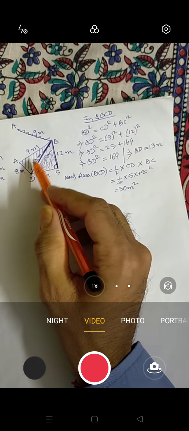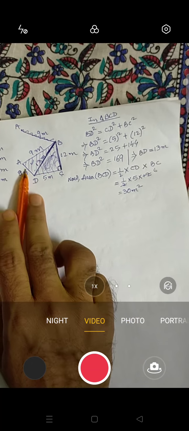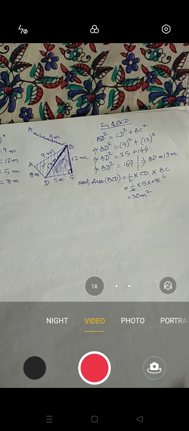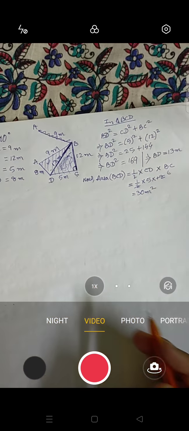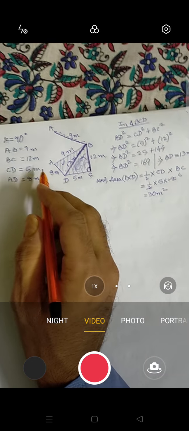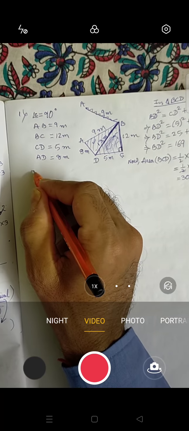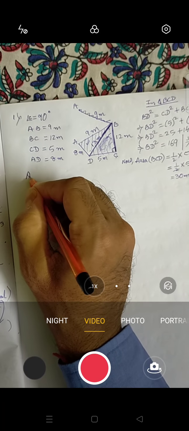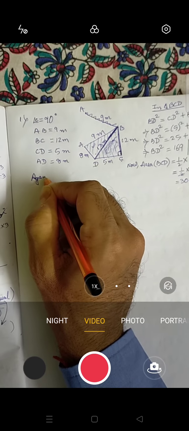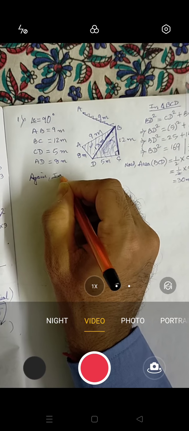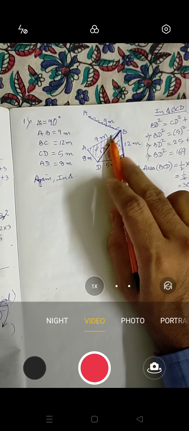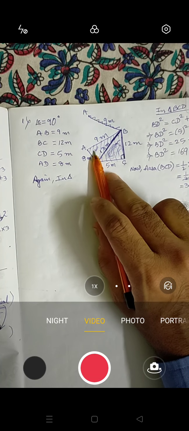Now we need to find this one. But in this case, this is not a right angle triangle. So we are having three sides. So we can easily apply Pythagoras, sorry, not Pythagoras theorem, Heron's formula. Again, in triangle, you have to mention which triangle you are taking. So I'm taking this triangle. So what shall we write the name of this triangle?